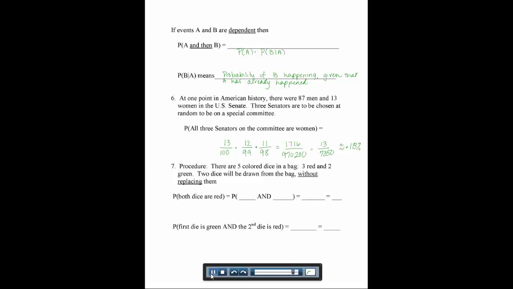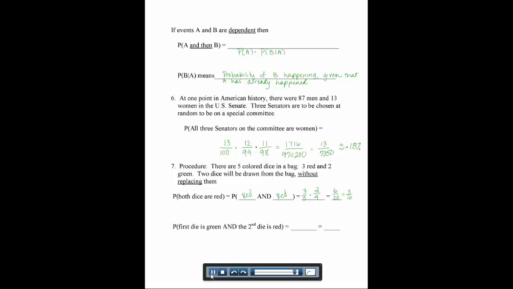So first we want to find the probability that both dice are red. So the probability that the first one's red and the second one's red. So for the first one, we've got a 3 out of 5 chance of getting a red. Now, we assume that we've already pulled a red out. That means there's only 2 red left in the bag and 4 dice. So that means there's a 6 out of 20 or a 3 out of 10 probability of getting both red in a row.